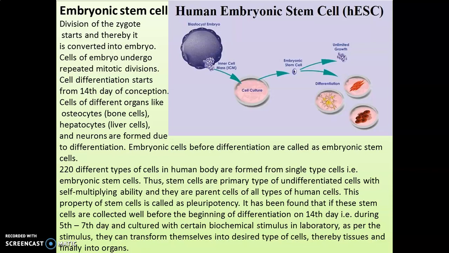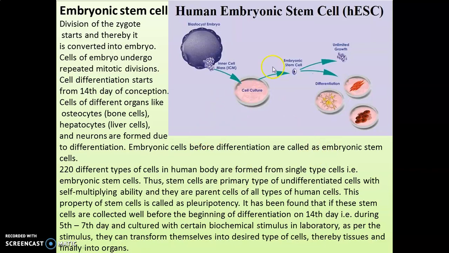Now what is observed is that if these stem cells are collected before the differentiation, that is between the 5th to 7th day, and cultured with certain biochemical stimulus in the laboratory, then they can transform themselves into the desired type of cells, thereby tissue, and finally into organ.